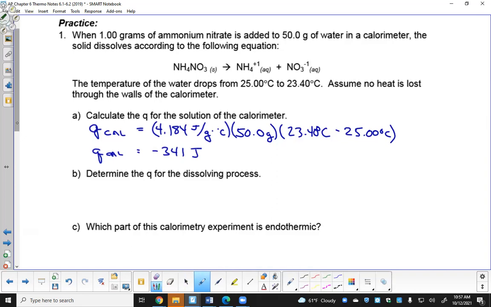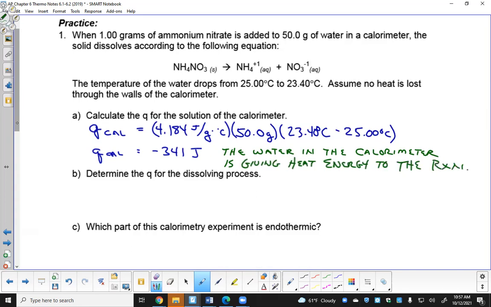which means in that case, the water in the calorimeter is like providing energy to the reaction, so the reaction can take place. We know that dissolving from the instant cold pack, we know that the ammonium nitrate makes it go colder. So the ammonium nitrate dissolving is sucking in energy, and where is it getting the energy from? It's getting it from the water.